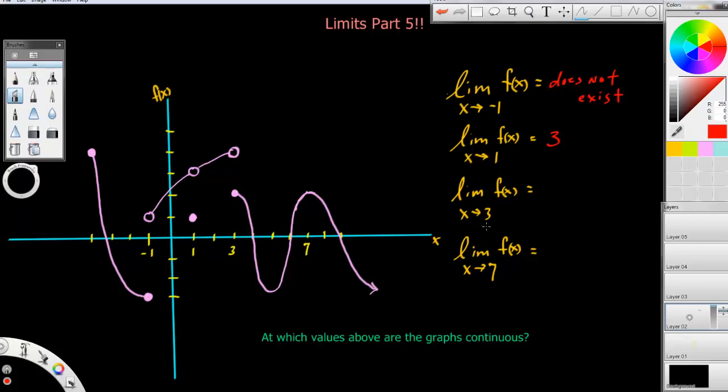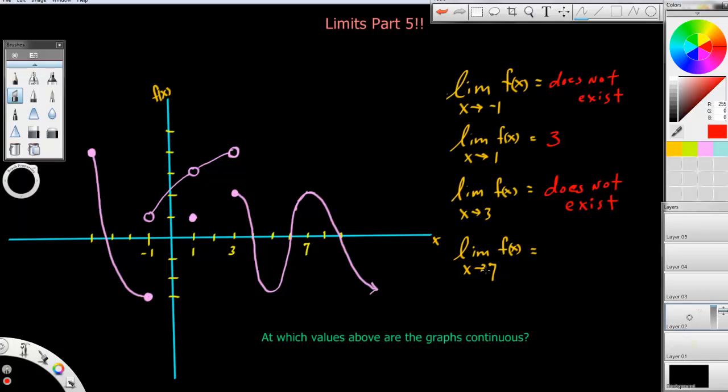Okay, at positive 3, you can see that it's going to have the same effect as this one did. As I approach from the left, you can see that it's going to come up here and approach what looks like 4. And as I approach from the right-handed limit, in this direction, it's going to have an f of x or y value of 2. So those are two different things. They do not equal each other. So we can see that this limit does not exist.